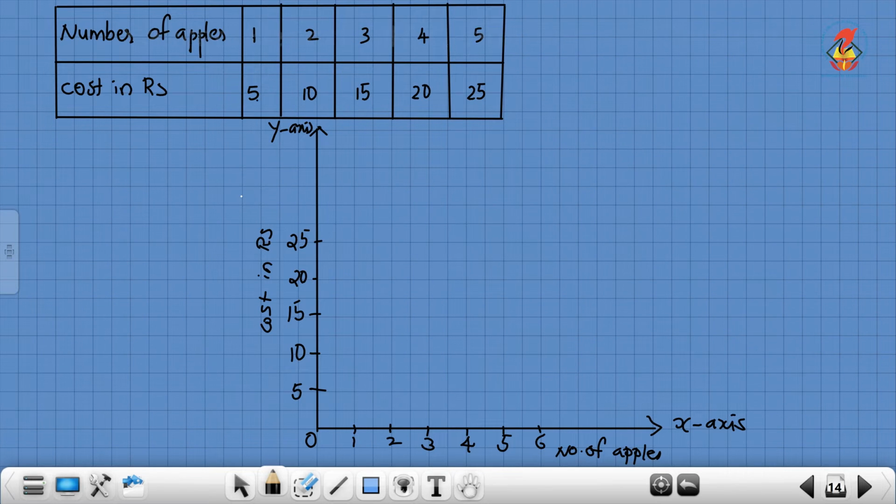First, 1 apple, 5 rupees. This is 1, 5. Next, 2 apples, 10 rupees. Next, 3 apples, 15 rupees. From 3, you start and go to 15. This is 3, 15. Next, 4 apples, 20 rupees. Next, 5 apples, 25 rupees.